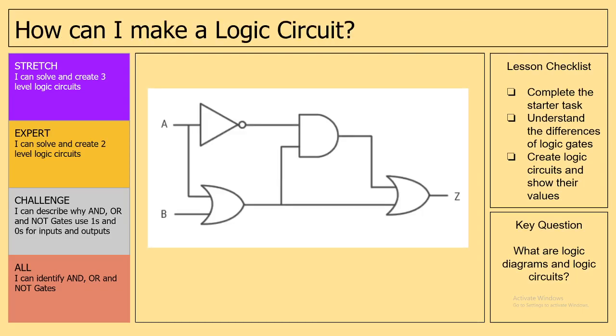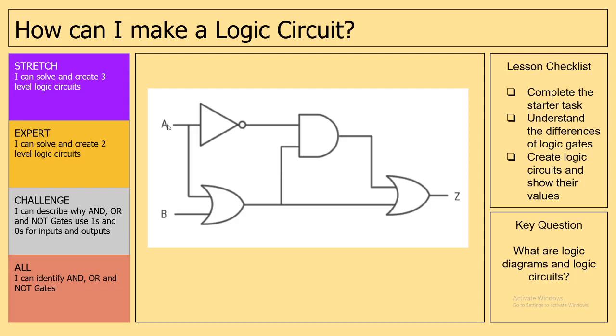So what we can do is create logic circuits, and logic circuits are a series of gates put together. Here we've got two inputs, A and B. A goes to the NOT gate, which then goes to the AND gate, which then goes to the OR gate. A is also used in this OR gate here, the value of which goes to this AND gate, and it also goes to the OR gate here.